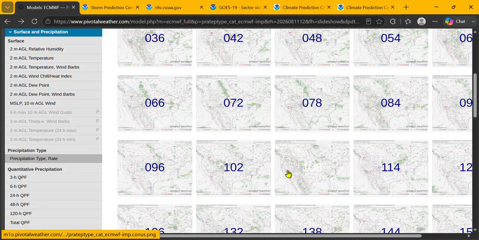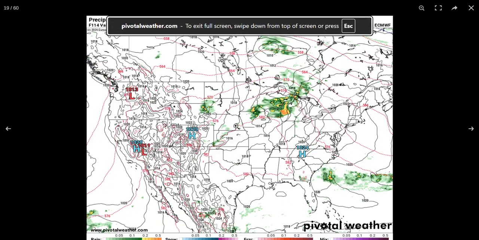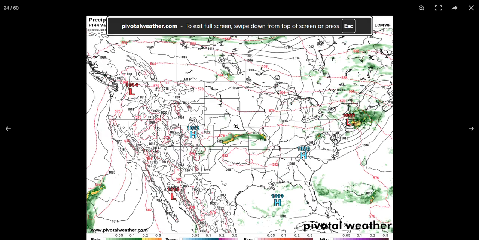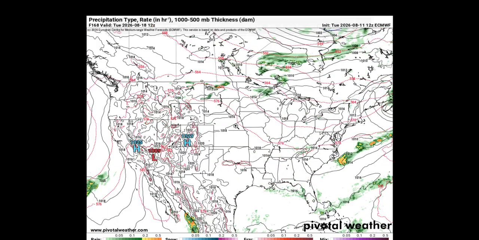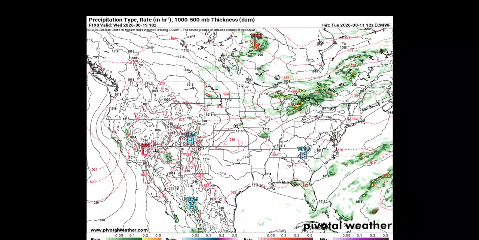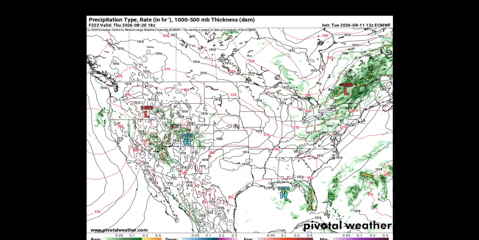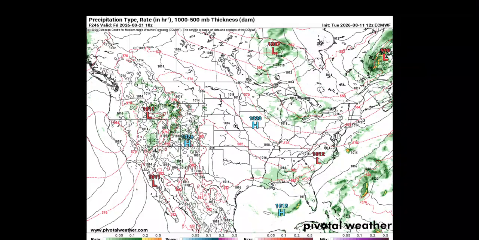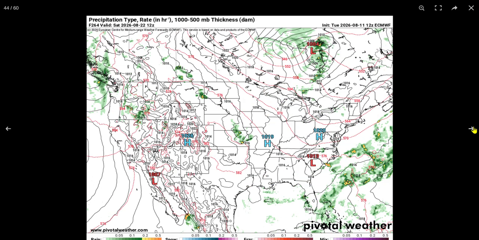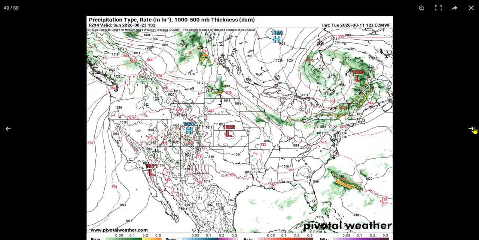Where was it? Let's see. I think it was around this area. Yeah, it was around here. We do have some offshore activity going on here. Let's move to around the 23rd.